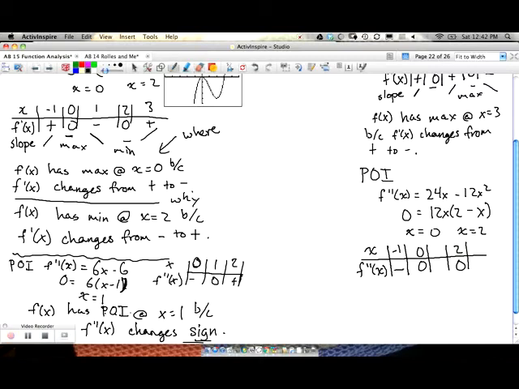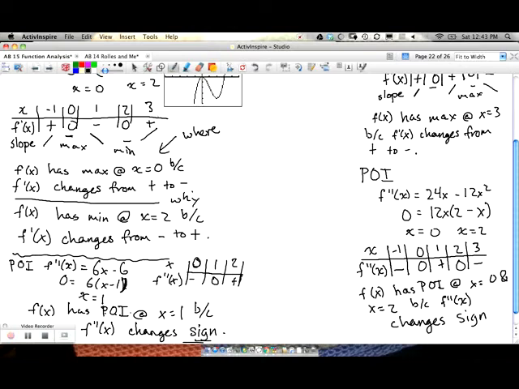That would be negative. So this is negative. Then if I were to plug in 1, that would be positive. And after 2, if I were to plug in 3, that's going to be negative. You can confirm that with your own calculations, or you can trust me either way. But now I know that f of x, the original function, has a point of inflection at x equals 0 and x equals 2 because f double prime of x changes sign.